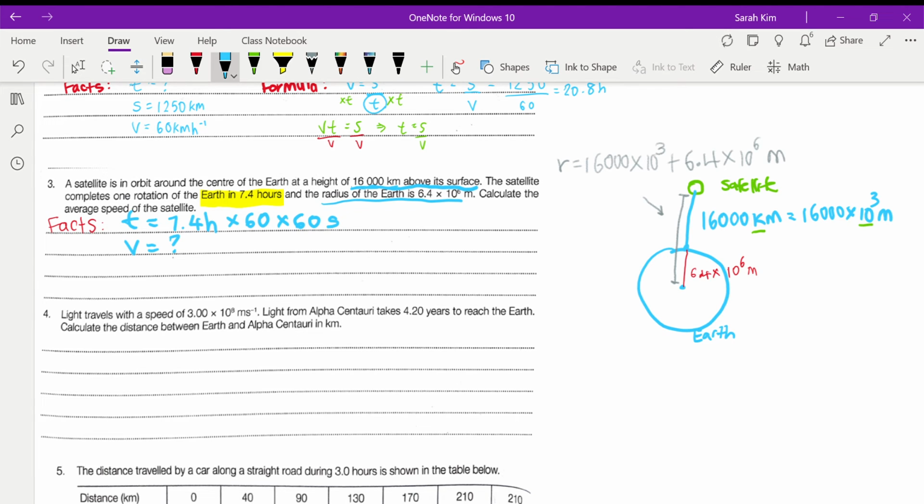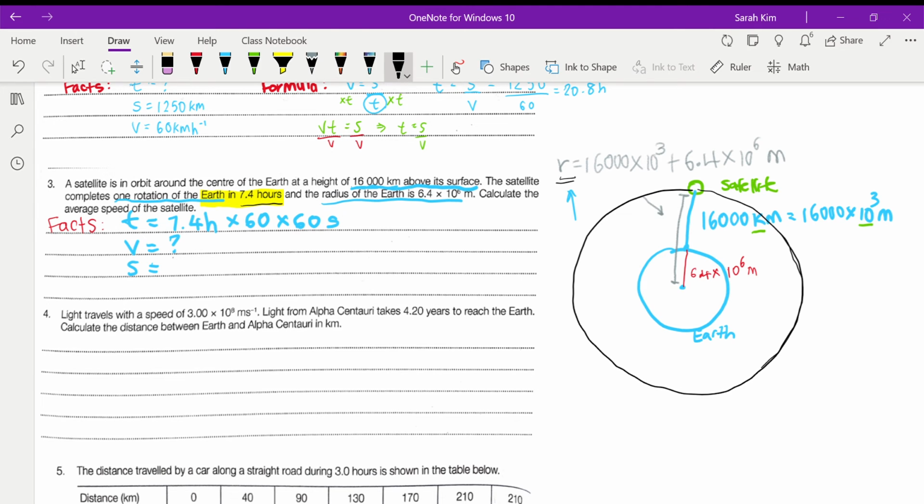Now we're not quite done yet, because it says the satellite completes one rotation of the Earth. So you actually have to read the context of the problem. You can't just write any numbers in for your s, because s as a displacement is what we need. What this question is saying is that for the satellite to rotate around like this and do one rotation, it takes 7.4 hours. And so the distance traveled is actually the circumference of that circle. We've already figured out that radius value, so all you have to do is figure out the circumference.